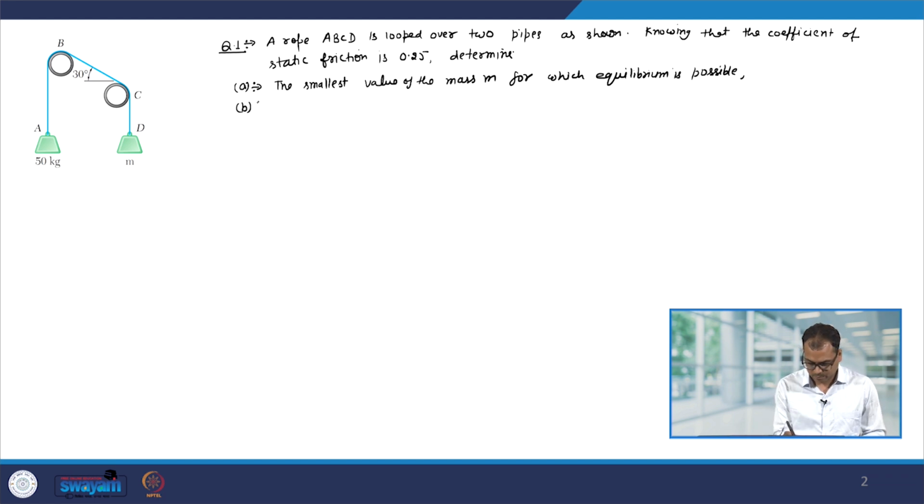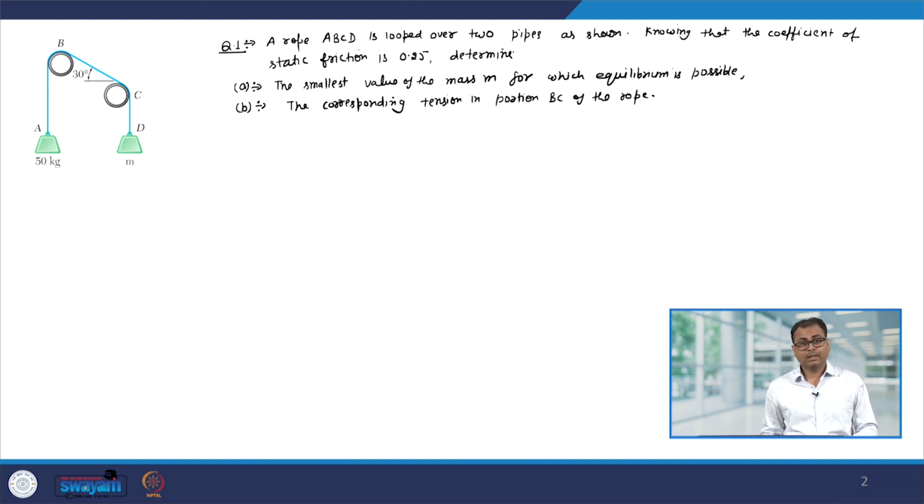And B, the corresponding tension in portion BC of the rope. In this problem statement, we have been asked to find out the smallest value of mass m and also the corresponding tension in BC. So, first of all, for the smallest value of mass m, the impending motion of the 50 kg mass will be downward.